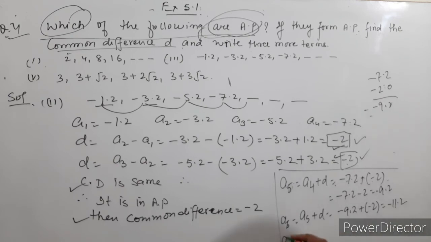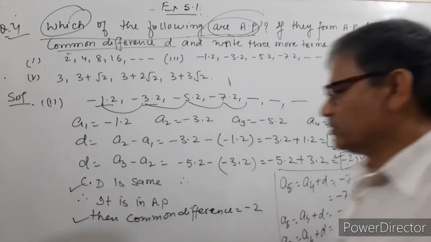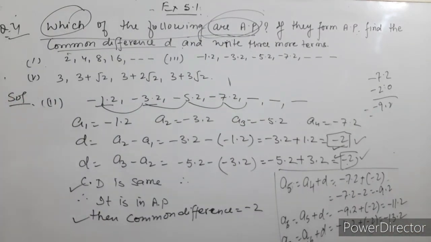Then A7. A6 plus D. What is A6? Minus 11.2 plus minus 2 is equal to minus 13.2. So these are the next 3 terms. Check it, and we will solve the next question and try to find out the solution.